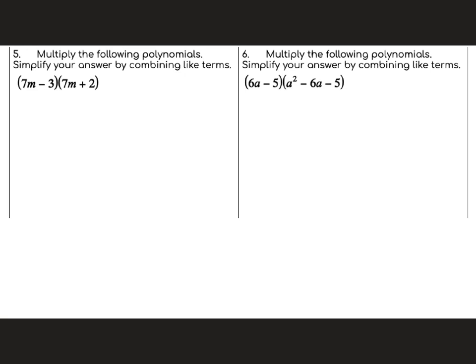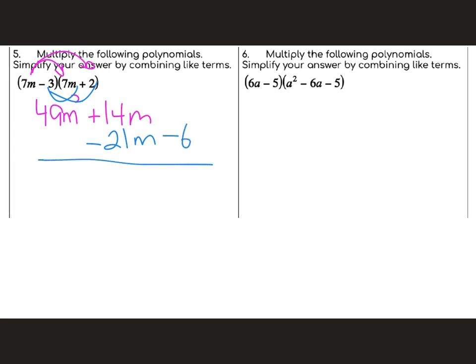This one, multiply your polynomials. So I have to double distribute. 7m and 7m is 49m to the 2nd. And then 7m times 2 is 14m. Then I need to do the next part. Negative 3 times 7 is negative 21m. And negative 3 times negative 2 is negative 6.